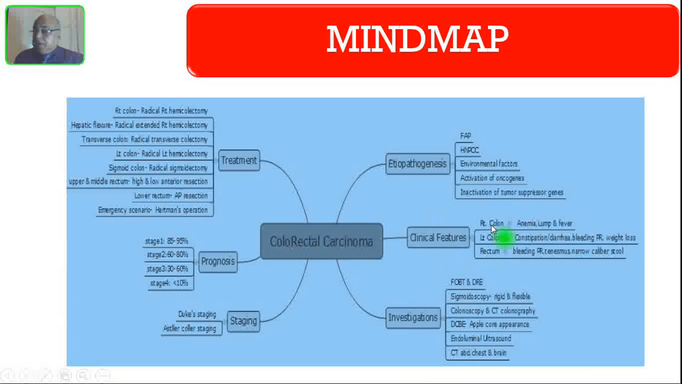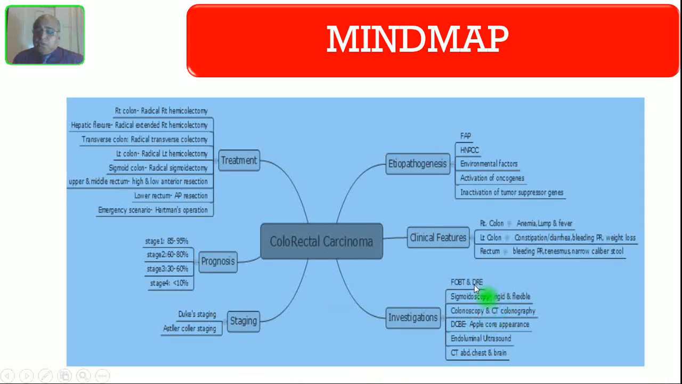Clinical features: right colon will present with anemia, lump and fever. Left colon will present with constipation, diarrhea, bleeding per rectum, and weight loss. Whereas in rectum, there will be bleeding per rectum, tenesmus, and narrow caliber stool.